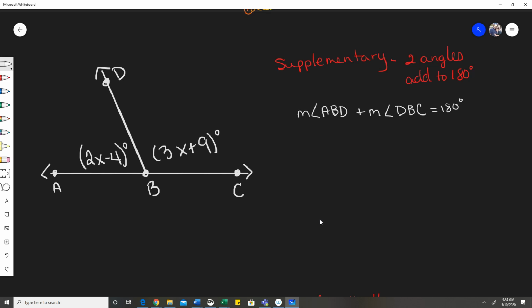All right. So supplementary angles are going to be larger. You can have two right angles. If you have two right angles up against each other, those are supplementary. They add up to 180 degrees. So we're going to take 2x minus 4.